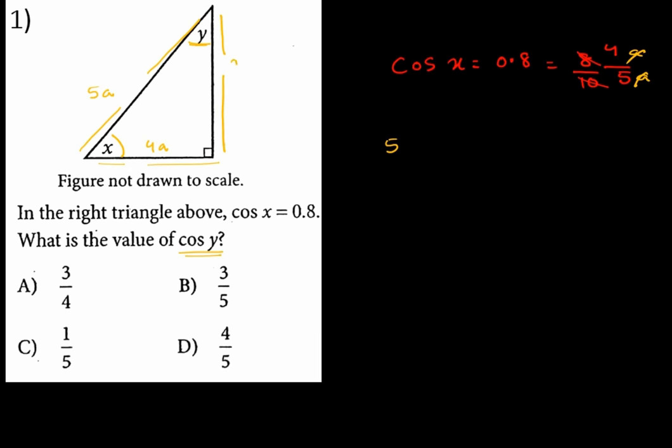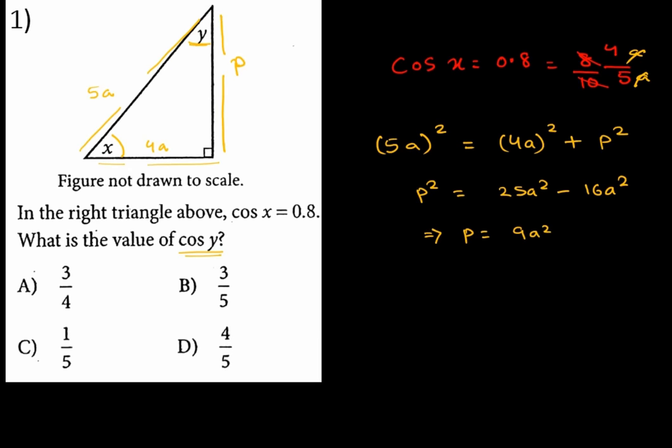So you can say, let this be P. Hypotenuse square will be equal to the perpendicular square plus the adjacent square. So I'm talking with respect to angle y. So you can obtain P square as 25a square minus 16a square. So you get the value of P as square root of 9a square, that is 3a. Now you get the value of P as 3a.